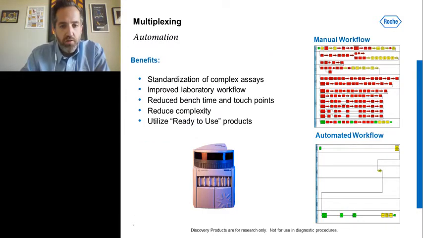One of the big advantages for multiplexing as well is automation. We have automated platforms which take away the complexity of the multiplexing assay. Within this slide, you can see in the top right-hand corner is a manual workflow diagram which shows all the touch points which would have to take place to create a manual IHC assay with multiplexing. However, with automation, we take away a lot of those touch points and provide full standardization, reduce bench time, and also with the introduction of ready-to-use products, we can ensure that we get a high level of reproducibility across any assays which are developed.